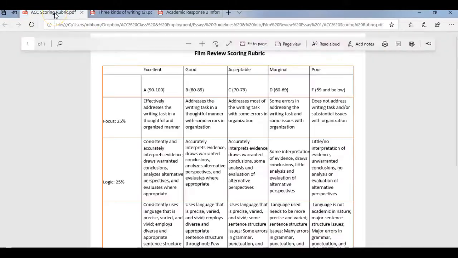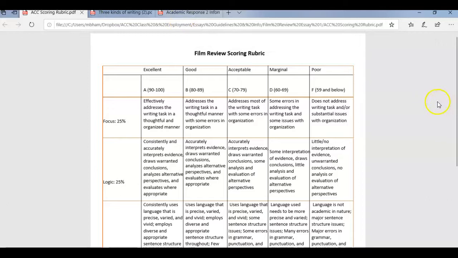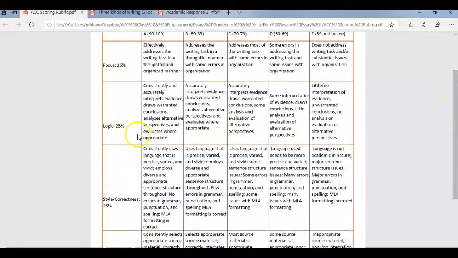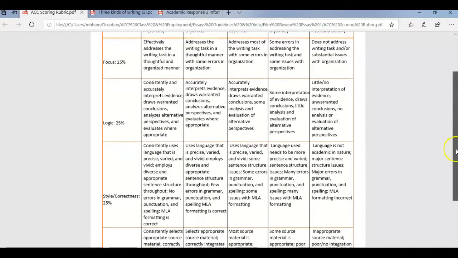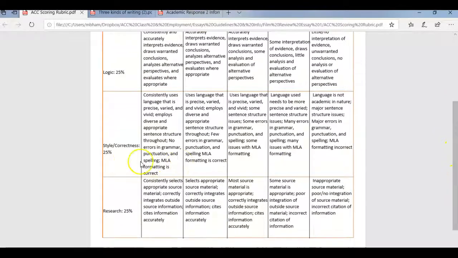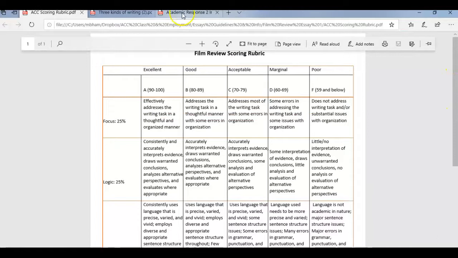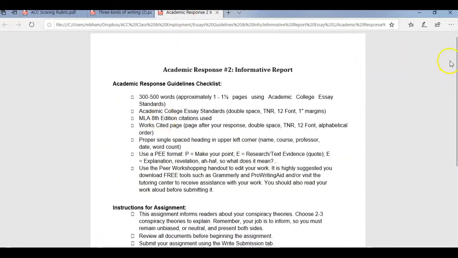Remember also to take a look at the scoring rubric so you'll know how you're being scored. Again, stay focused. Use your evidence, your text evidence on this one. Style and correctness, that's your grammar. Sentence structure, organization, things like that. And your research with your citations. All right, so let's take a look at the guidelines.